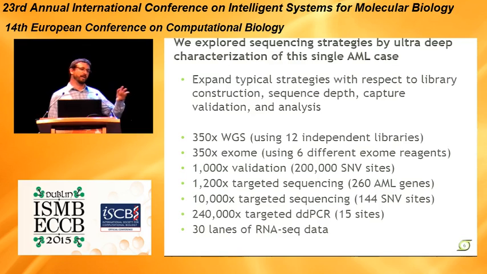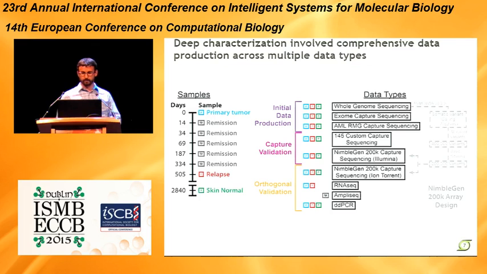And then instead of the standard 1 to 1/4 of a lane of RNA-seq, we produced 30 lanes of RNA-seq data, which works out to about 6 to 10 billion paired 200 base pair reads for a single library or a single sample. So with this deep characterization, of course, we produced a huge amount of data, which is just going to increase the challenges that were discussed in the last presentation.